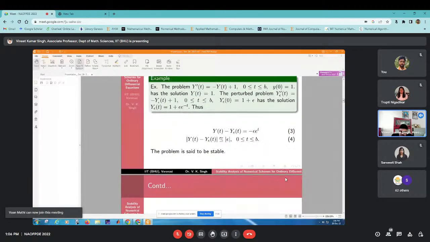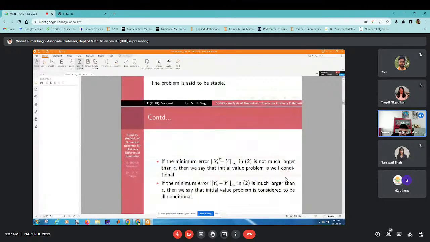Then we have seen that the difference between these two solutions, the exact solution and the perturbed solution, has an upper bound depending on epsilon. When epsilon is very small, the difference between these two solutions is not very high or large. That means, physically, the solution does not deviate much. That means the problem is said to be stable. That is the meaning of stability of the proposed model.